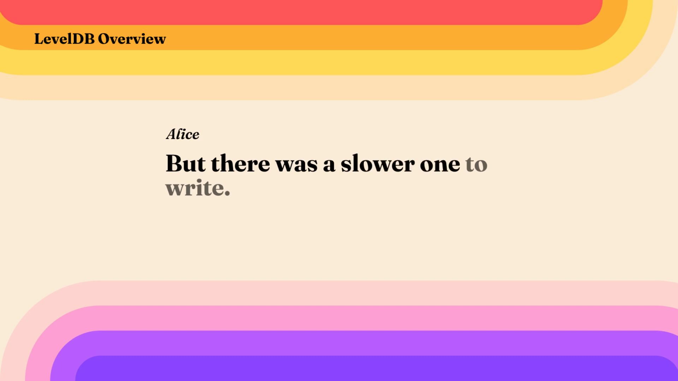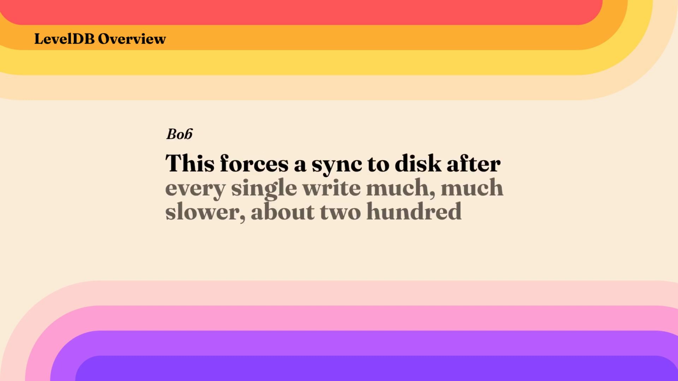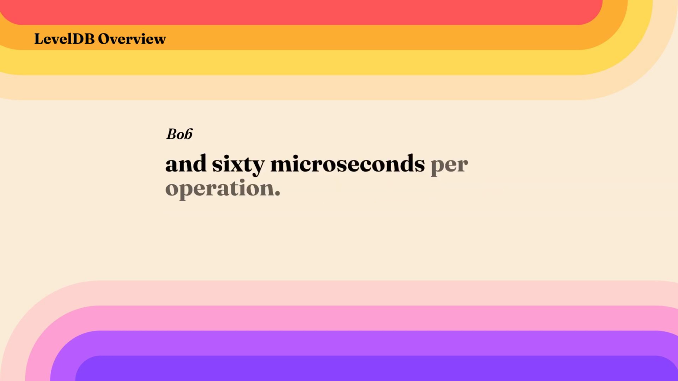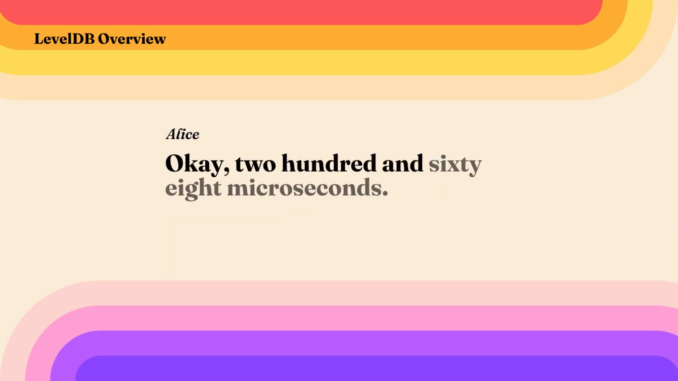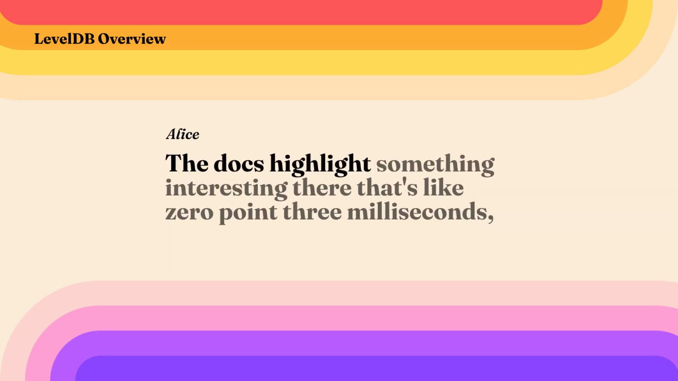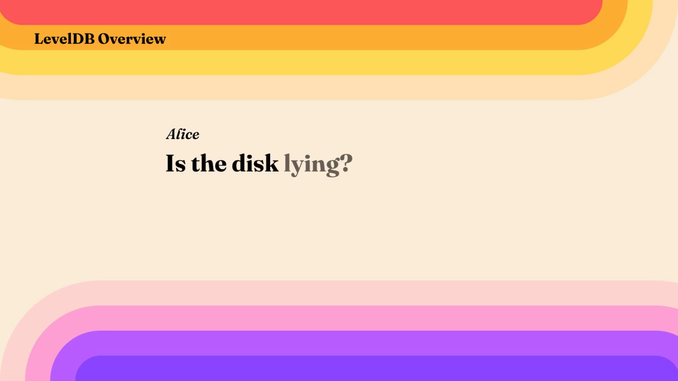But there was a slower one too, right? fillsync. Yes, fillsync. This forces a sync to disk after every single write. Much, much slower. About 268 microseconds per operation. That's only 0.4 MB per second, tested over 10,000 ops. Okay, 268 microseconds. Wait, the docs highlight something interesting there. That's like 0.3 milliseconds, which is way faster than a typical disk seek, maybe 10 milliseconds. What's going on there? Is the disk lying?